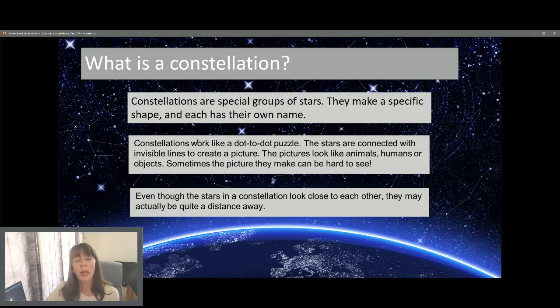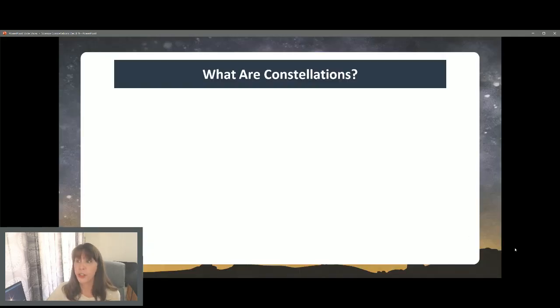Sometimes when you look at the sky, constellations are hard to see. But I'll teach you some tricks today so that you will be able to see them. Even though the stars in a constellation look close to each other in the sky, they're actually very far away. Our sky is filled with mystery and a lot of intrigue. So let's go deeper.